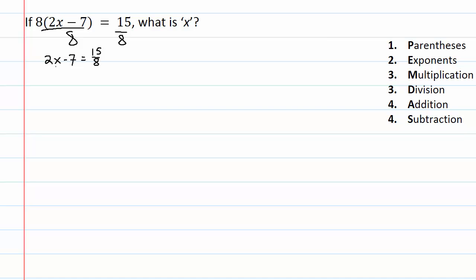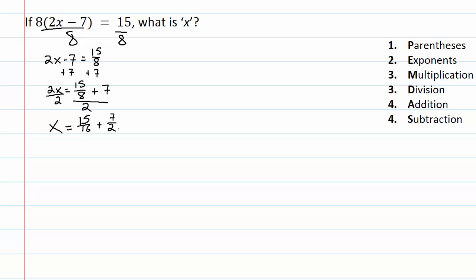Now we see the x is not connected to the 7, so we can get rid of it by doing its inverse, or adding it. And we should end up with 2x equals 15 over 8 plus 7. Finally, the x is still connected to this 2 in terms of multiplication, so we can divide it to get rid of it. And we should end up with x equals 15 over 16 plus 7 over 2.